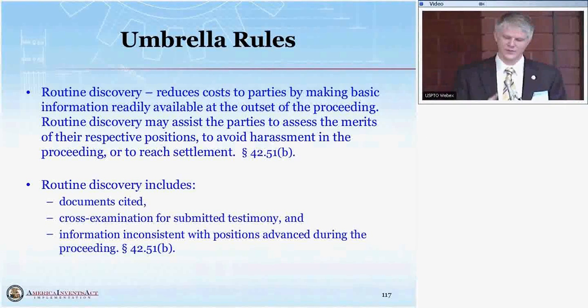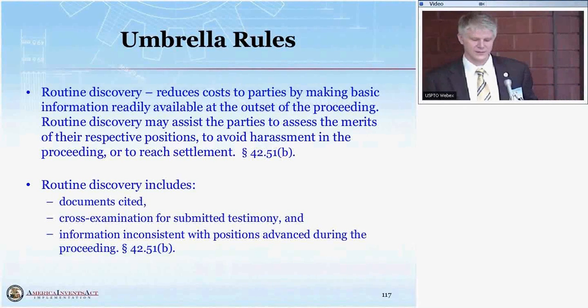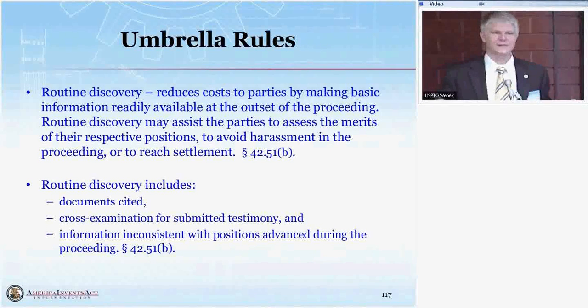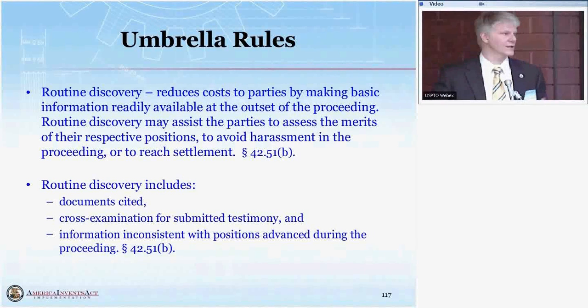So let's get that information up front. So what are we trying to do here? There's 3 types of routine discovery that we've identified. If you're citing a document, your expert's relying upon a document, you need to give it to the other side so that we all understand what's being relied upon. Not too controversial, just get it out early.